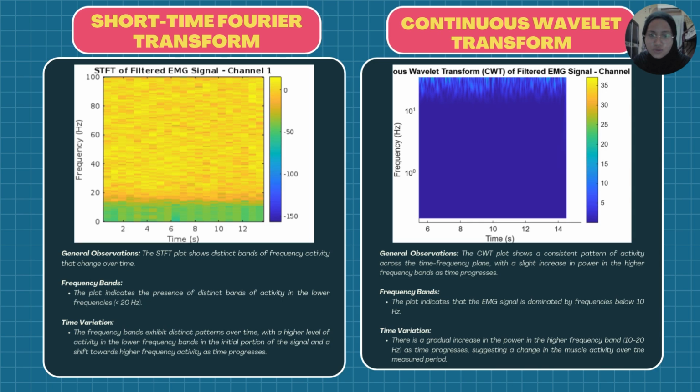So to summarize, the short time Fourier transform plot shows strong low frequency activity initially, shifting towards higher frequency over time. And the continuous wavelet transform plot reveals the dominance of lower frequency with a gradual increase in higher frequency activity as time progresses. So both methods provide unique insight into how the signal evolves over time, but with slightly different frequency representation.